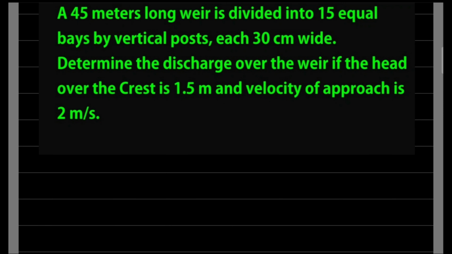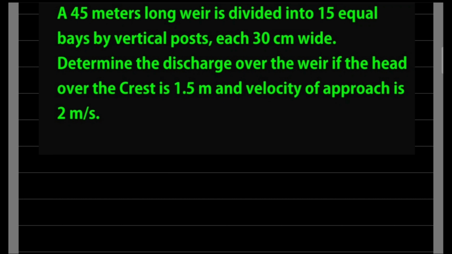So our next problem is such that we have a very long weir, and that is being divided into a number of bays. By using these bays we have subdivided weirs, and using the subdivided weir, how the discharge over the weir has to be determined, that we will solve for this problem.